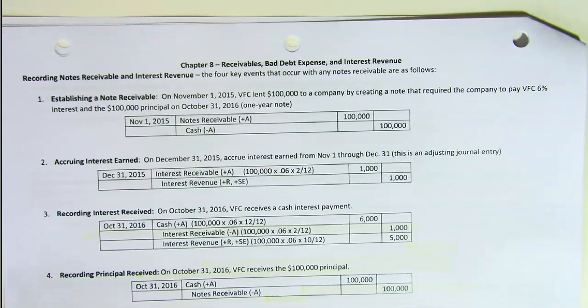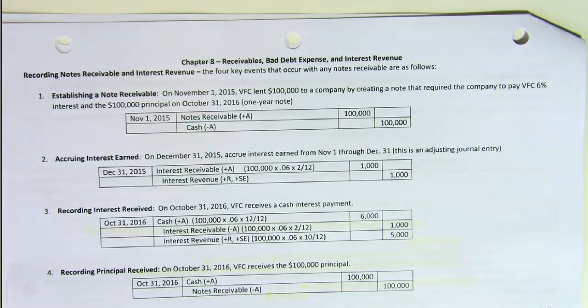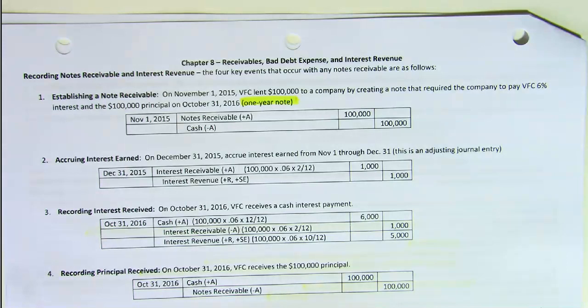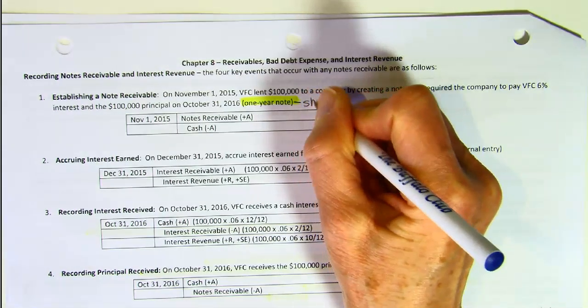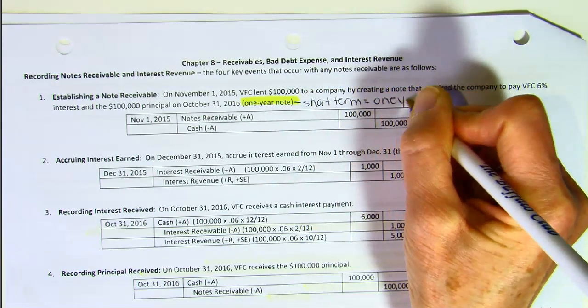The first one is to establish the notes receivable. That means when the note is first made. Our example is on November 1st, 2015, VFC lent $100,000 to a company by creating a note that required the company to pay VFC 6% interest and the $100,000 principal on October 31st, 2016. So this is a 1-year note. It's considered a short-term note because a short-term note is 1 year or less in length.